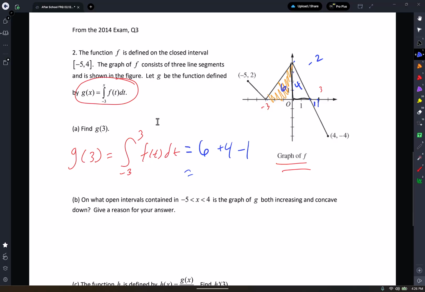So 6 plus 4 is 10, minus 1 is 9. What do you think? Okay.